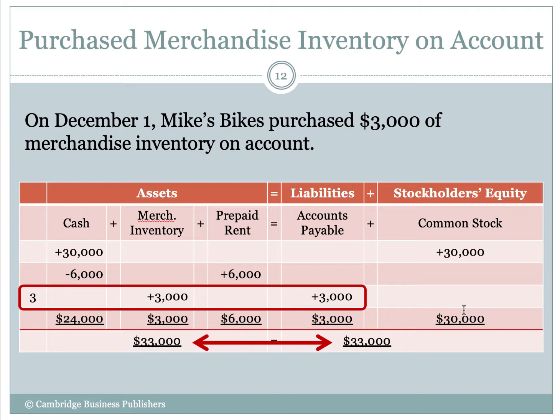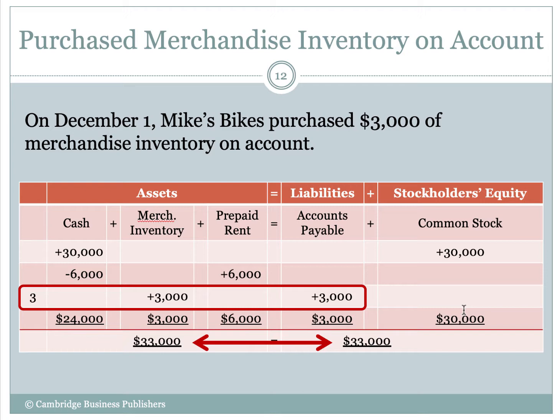December 1st, Mike's Bikes purchases $3,000 of merchandise inventory on account. Okay. So don't even worry about the accounting transaction yet. What happened here? Well, Mike bought $3,000 worth of merchandise inventory on account. He didn't pay cash for it. Mike went to his supplier and said, hey, I need to buy $3,000 worth of merchandise inventory. I can't pay you now, but I'll pay you later. Maybe I'll pay you 30 days from now or 60 days from now, whatever. The point is, he bought it on account.